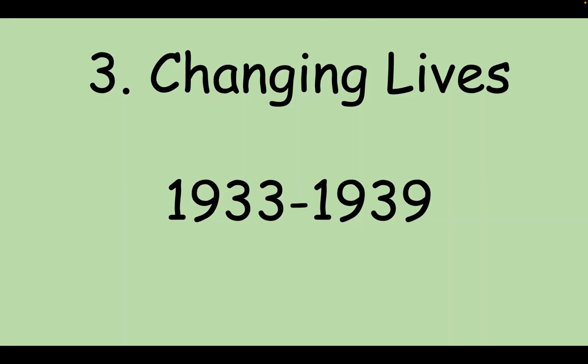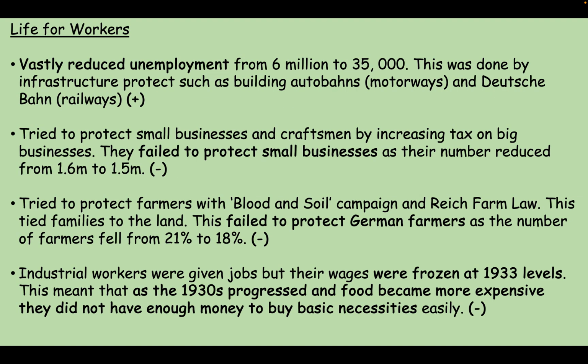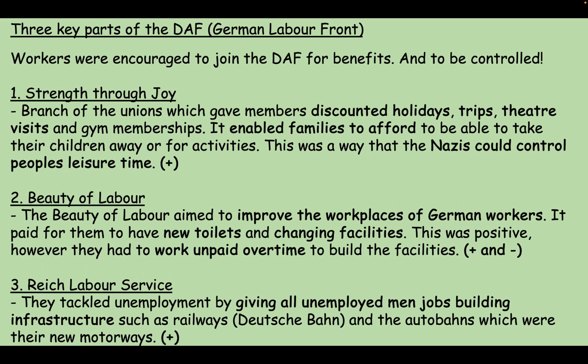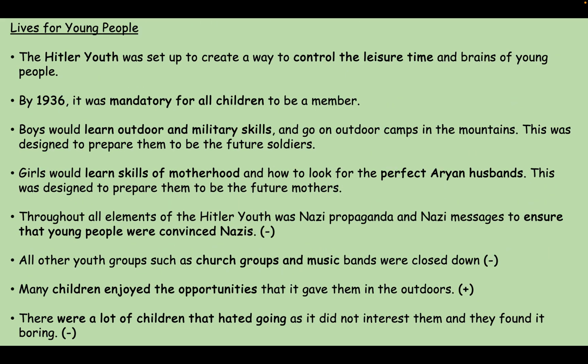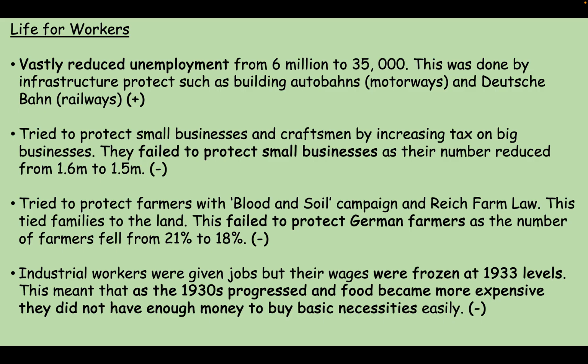The third unit in the Nazi module is all about changing lives. So it's all about how the Nazis changed the lives of regular people from 1933, when Hitler becomes Chancellor, through to the start of World War II in 1939. Now, as you'll see on the screen, I've put a positive and negative when we're talking about workers, women, and young people. So if you've got a question talking about whether they improved lives or made lives worse, we've got those positives and negatives there to help you remember which things are good for workers, for example, and which things are not good for workers.